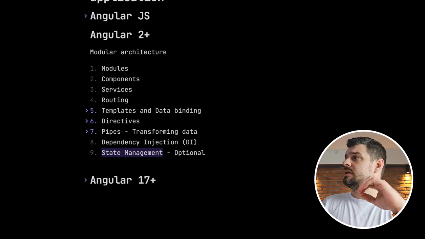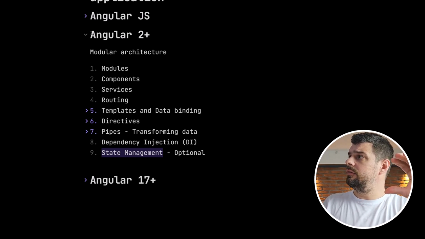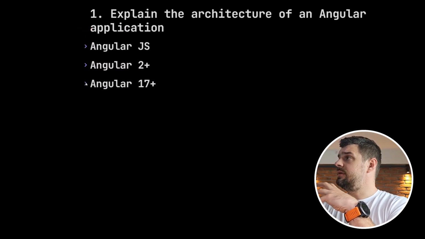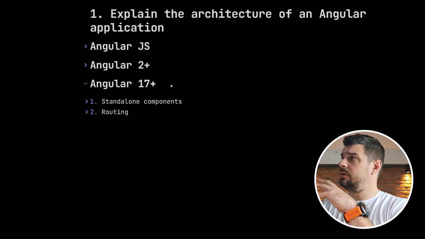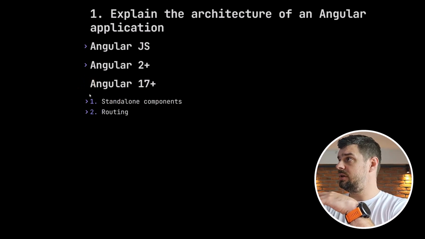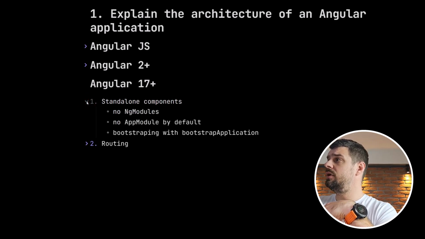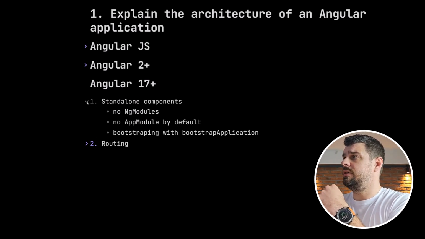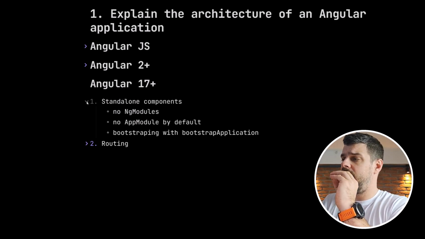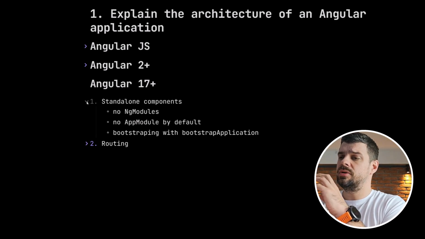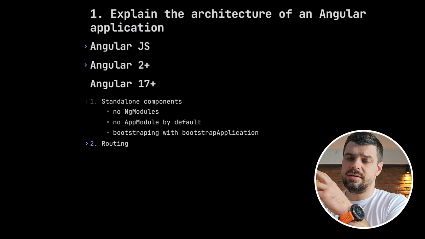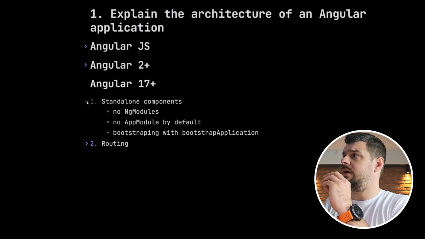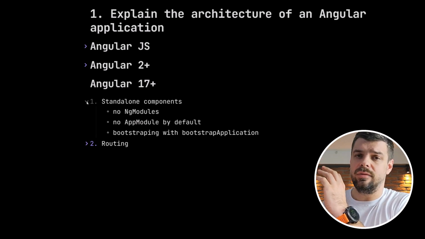So this is all going from version 2 until version 17. So what's going on in version 17? In version 17, Angular introduces standalone components. Standalone components means that we are no longer using NgModules, and they are not there by default, and we don't have to use them. At version 17 they were optional, but from the latest versions such as 18 and 19 we have standalone components as default here.